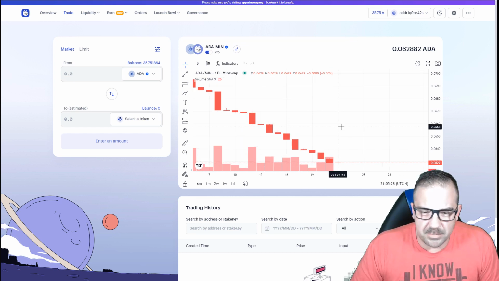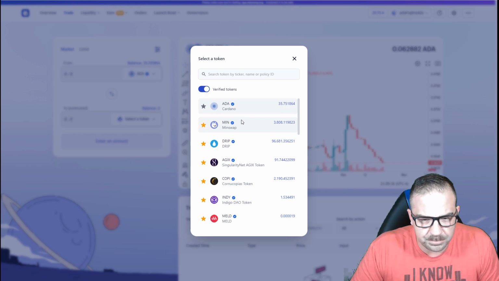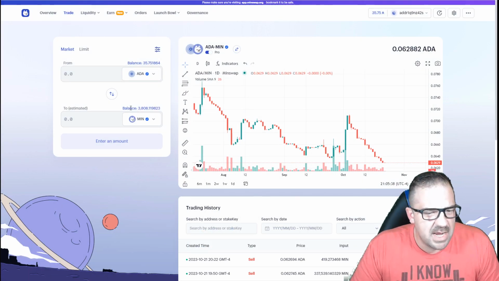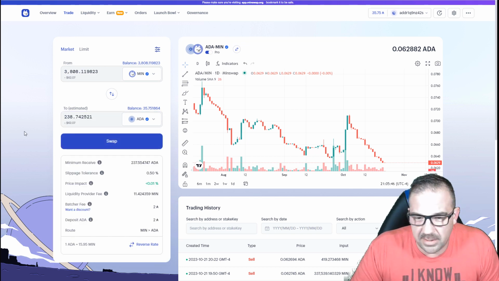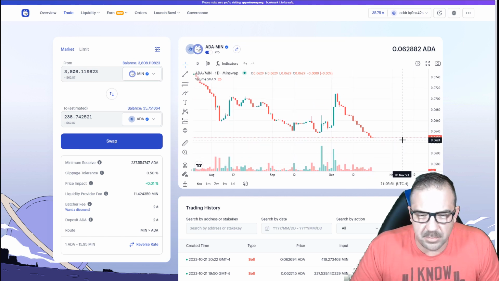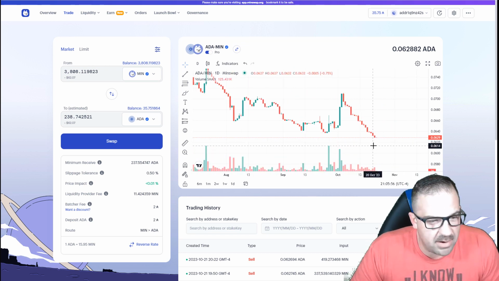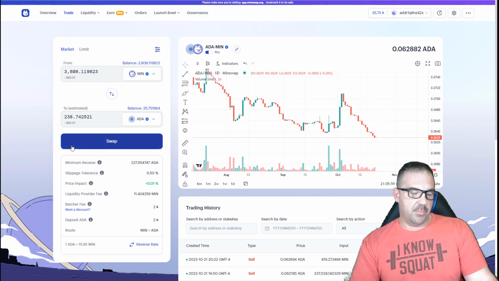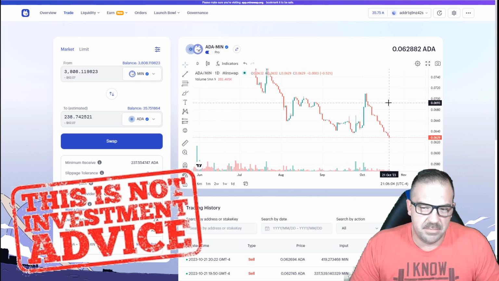So if we look at MinSwap here, so right now, if I had a bunch of Min, which I do, and if I select Min, I got like 3,000, and if you hit this swap button right here, you can hit the whole balance, and I can get 238 ADA. Would I want to do that right now? Does that seem like a wise choice? No, Min's down. This is a daily chart. Look how Min is so far down right now. Now, what could be good is if I had more ADA, that would be a chance to buy some Min, right? Buy Min while it's down.